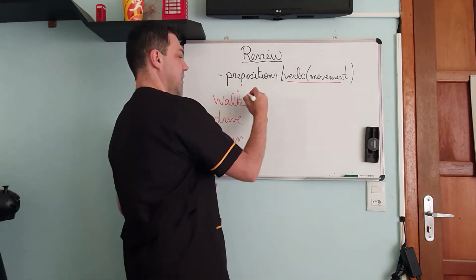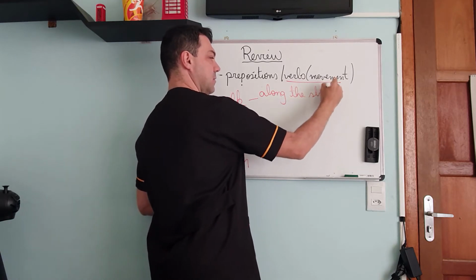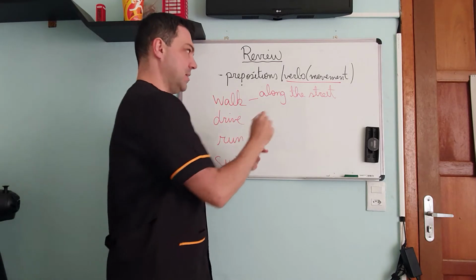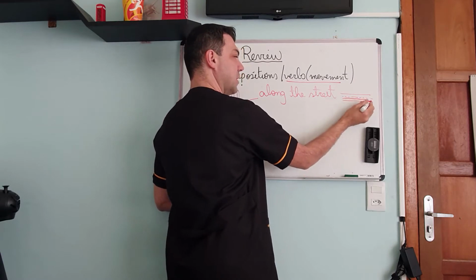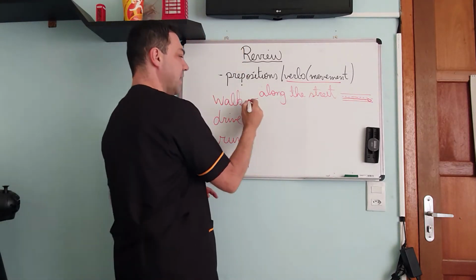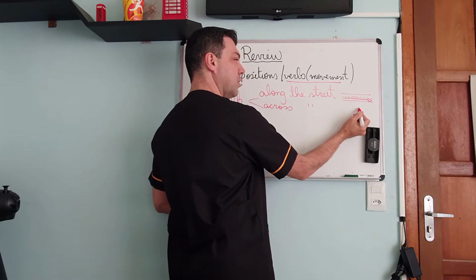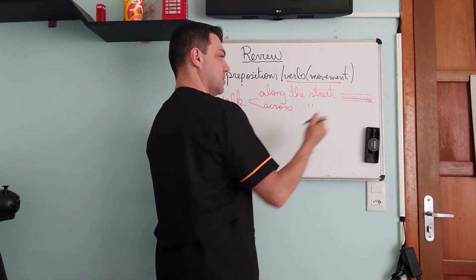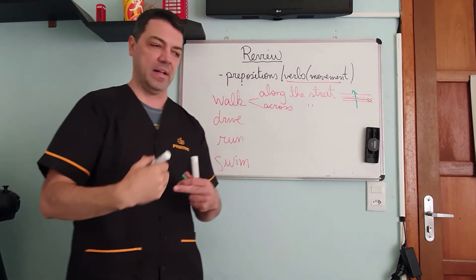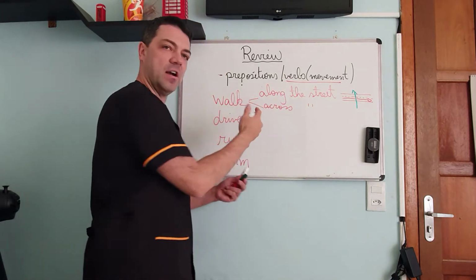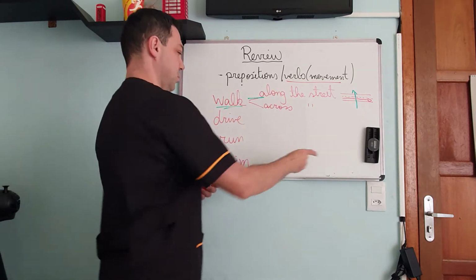Imagine that you are walking. Where can you walk? You can walk along the street. Remember, when you walk along the street, you go along the street. That's the idea. But you can also walk across the street. What is the idea when you walk across the street? If you walk across the street, you are doing this movement here, walking across from one side to the other. Of course, there are other prepositions that may be used with the same verb. I have here only two examples.